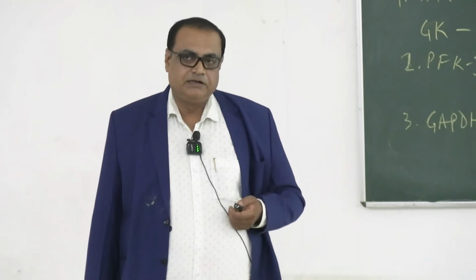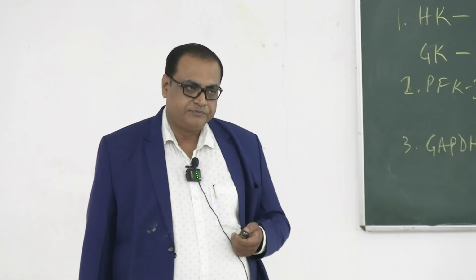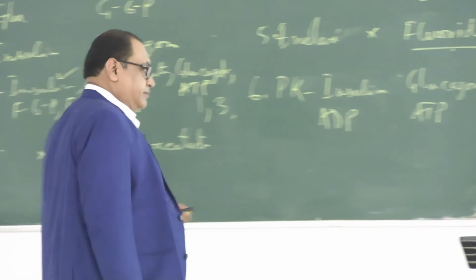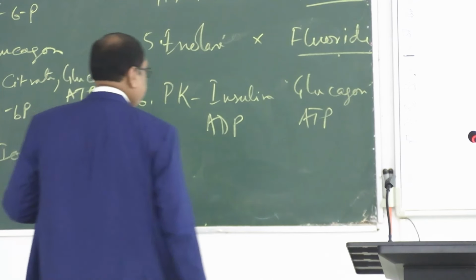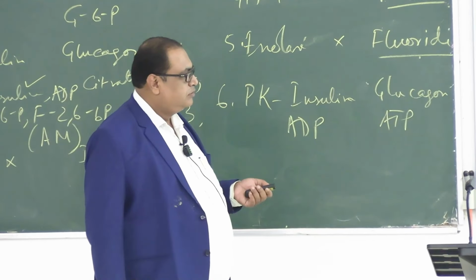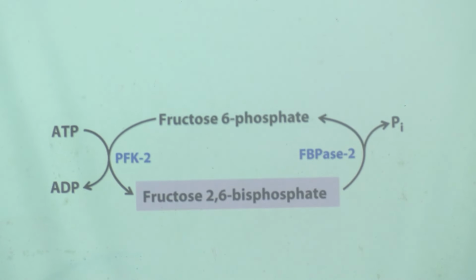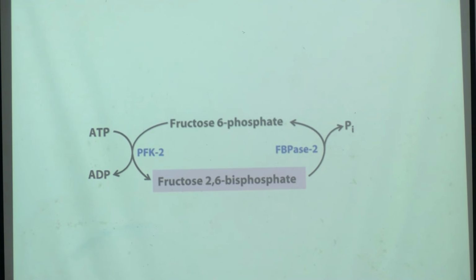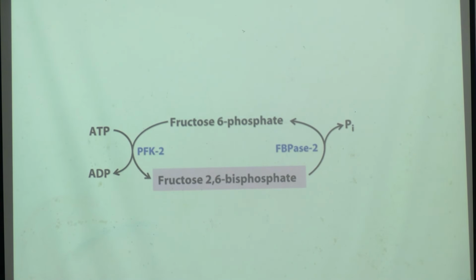Bifunctional enzyme or tandem enzyme. Same enzyme has got two activities, PFK2 as well as fructose 2,6-bisphosphatase. Same molecule, same polypeptide, but two activities. If they are phosphorylated at C-terminal, they act as phosphatase. If they are not phosphorylated, they act as kinase. Same enzyme, two different activities.